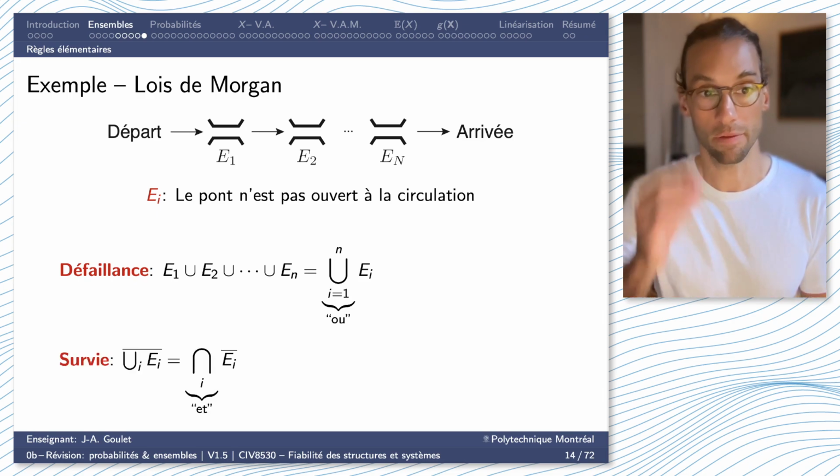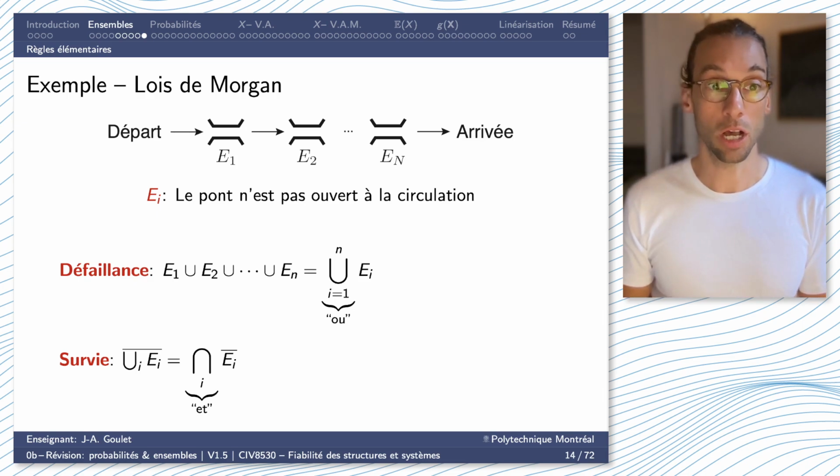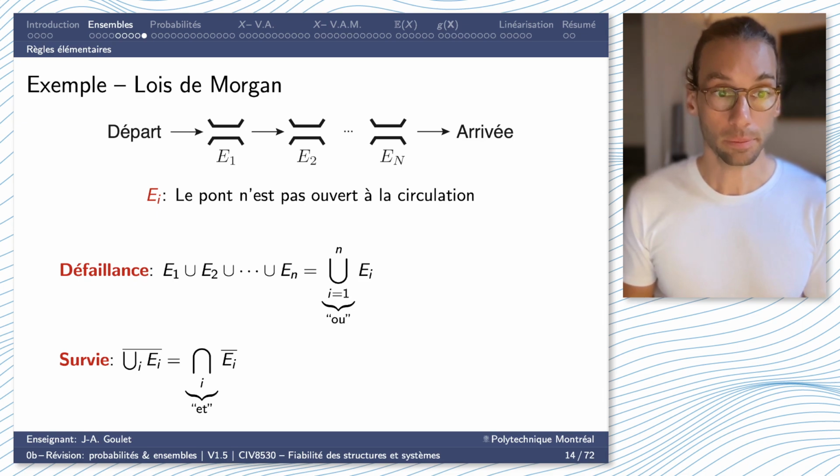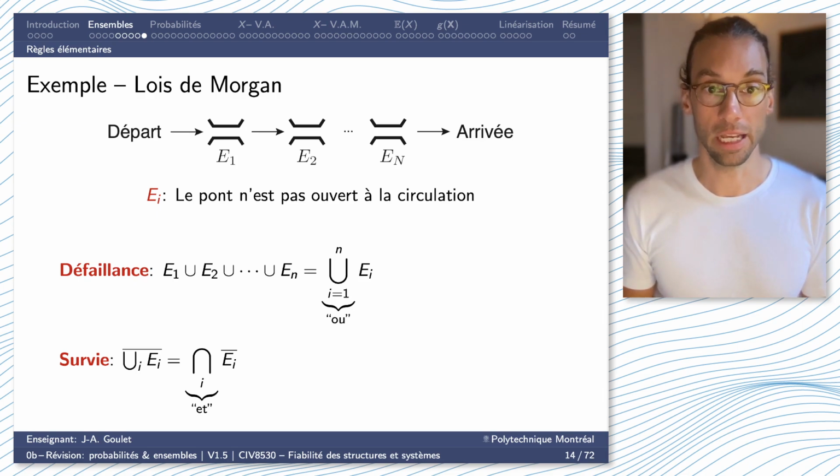We can then represent the complement of the failure, which is survival, using the De Morgan rule. We know that the complement of failure is survival, so I have just the complement of this, and that should give me the survival. And from the De Morgan rule, we see that we can represent this as the intersection of the complement of EI, meaning the bridge is open to traffic.